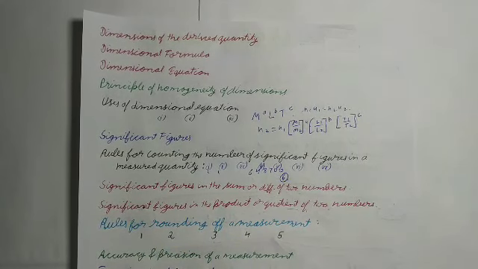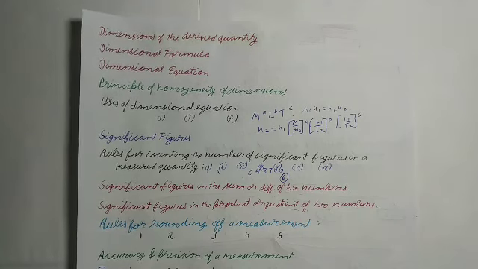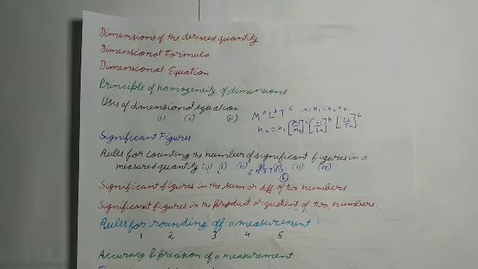In multiplication or division, the result should be reported to the same number of significant figures as that of the number with minimum of significant figures.